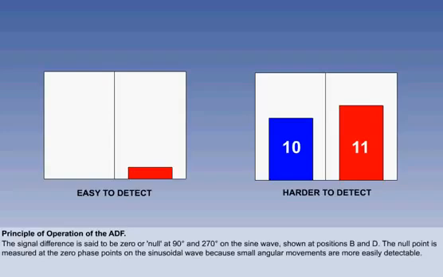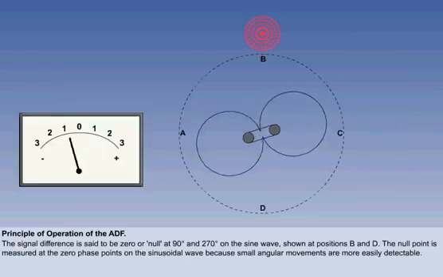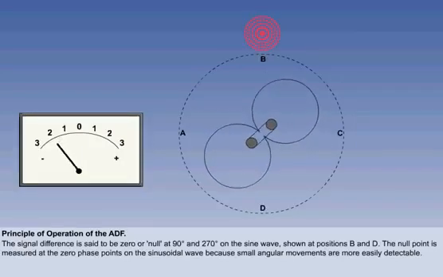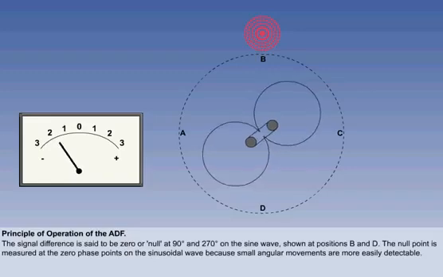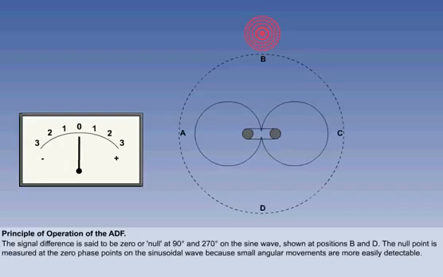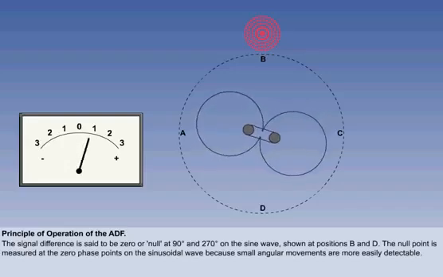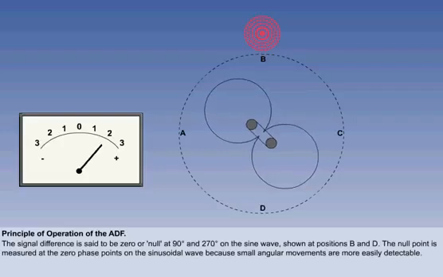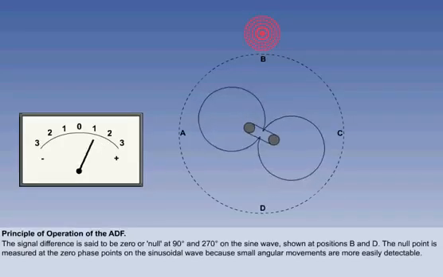The null point is chosen over any other phase as a datum point, because small angular movements from zero produce a greater electrical response, and are therefore more detectable than an increase to an existing response. Suppose the transmitter is at position B. If the loop antenna is rotated slightly in either direction, signal strength will increase. By finding the null position, zero signal strength, the bearing of the transmitter from the loop can be determined.